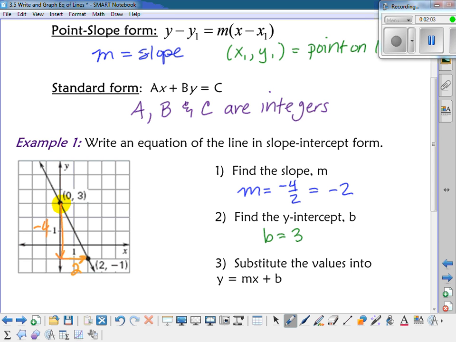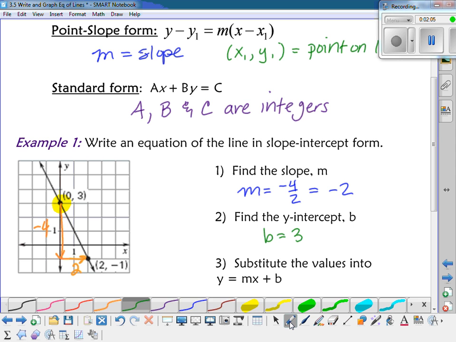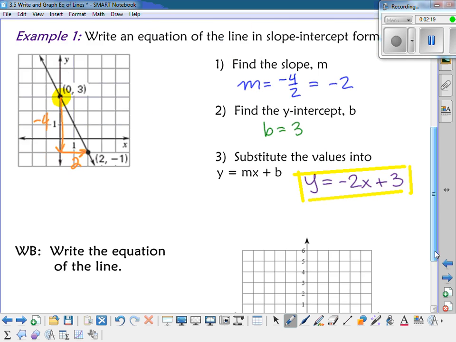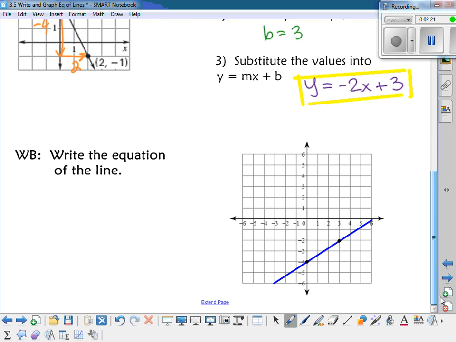And then you just plug those values into y equals mx plus b. So in this case, y equals negative 2x plus 3. And that would be the equation of the line given in the graph. So on your own, I want you to try and write the equation of the line given: find the slope and the y-intercept, and then put it in slope-intercept form. Pause the video now.